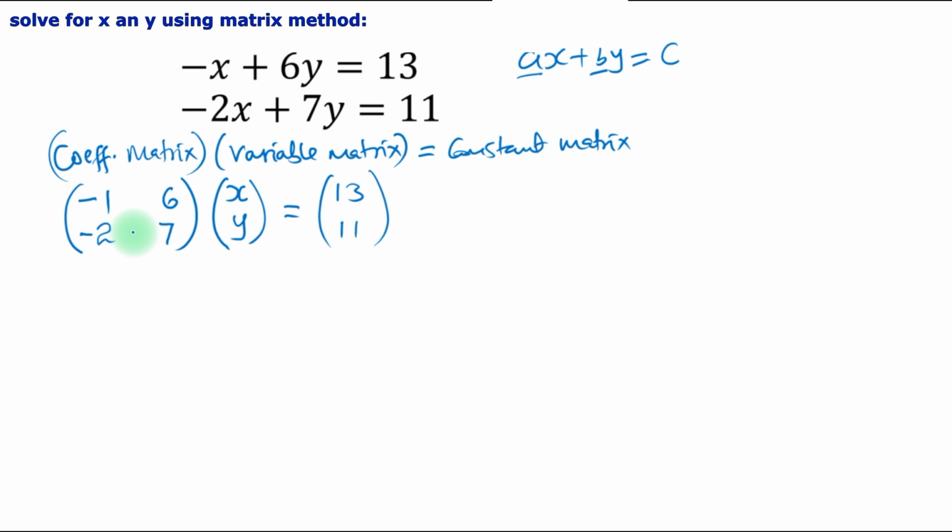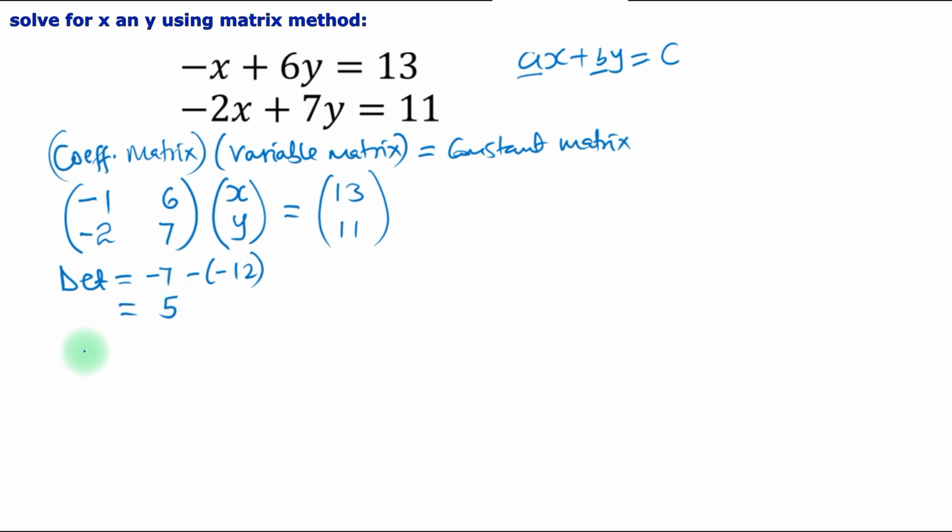After that, we find the determinant of the coefficient matrix. To get the determinant, we multiply the elements in the main diagonal, minus 1 times 7, which is minus 7. Then subtract the product of the elements in the other diagonal, minus 2 times 6, that is minus 12. So minus 12, that's what we require. Therefore, we shall end up getting minus 7 plus 12, which is 5. So that is the determinant.